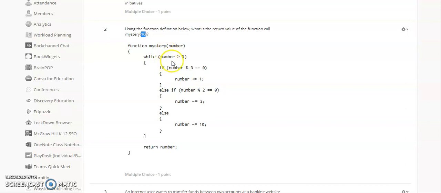Come back to the top. Is negative 9 bigger than 0? It is not. Once we fail that test, it only takes one failure to kick us out. That's why we will give back that number, negative 9 there.